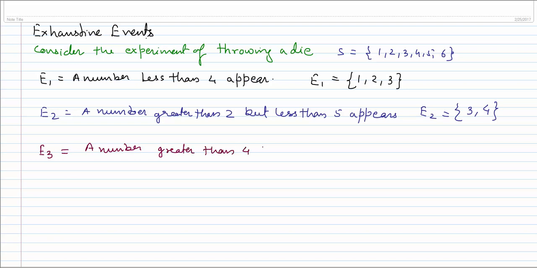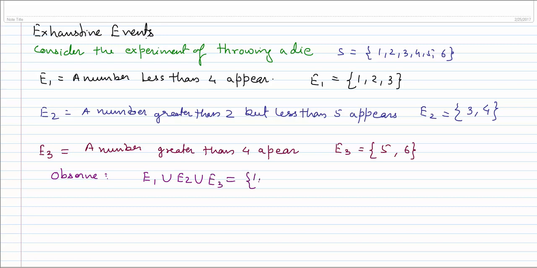4 appear. So what should be in E3? 5 and 6. So let's say these are the 3 events associated with this random experiment. Let us observe something. We observe that E1 union E2 union E3 is 1, 2, 3, 4, 5 and 6. So what you are getting? This is a sample space.